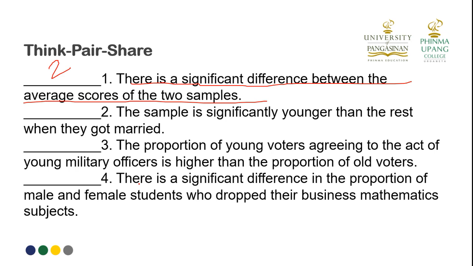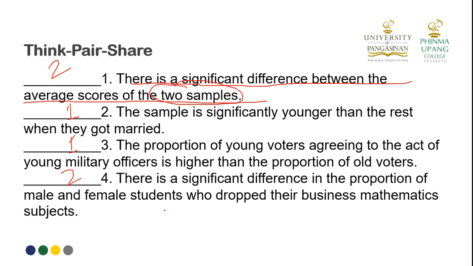Okay, the sample is significantly younger than the rest when they got married. Sinabi niya na dun ng two samples, di ba? Number two naman is one. The sample is significantly younger than the rest when they got married. That is one. The proportion of young voters agreeing into the act of young military officers is higher than the proportion of old voters. One. Here's one. Tingnan niyo yung mga words. There is a significant difference in the proportion of the male and female. Answer. Two-tailed po. Two-tailed.